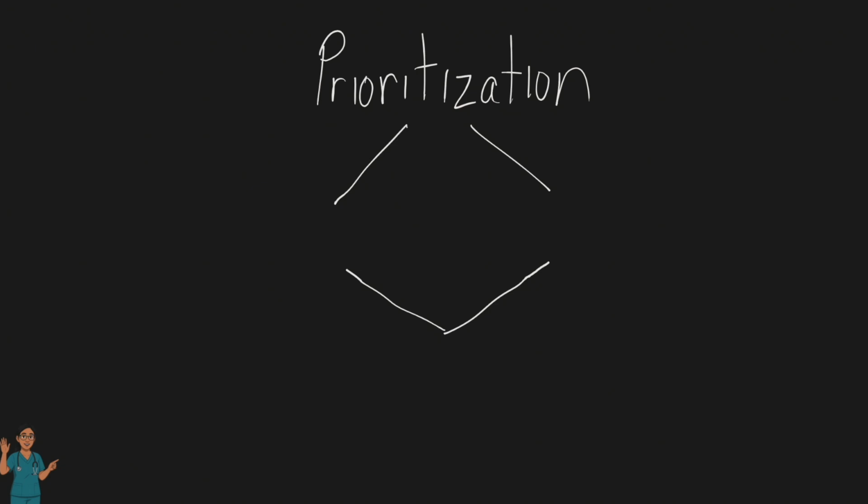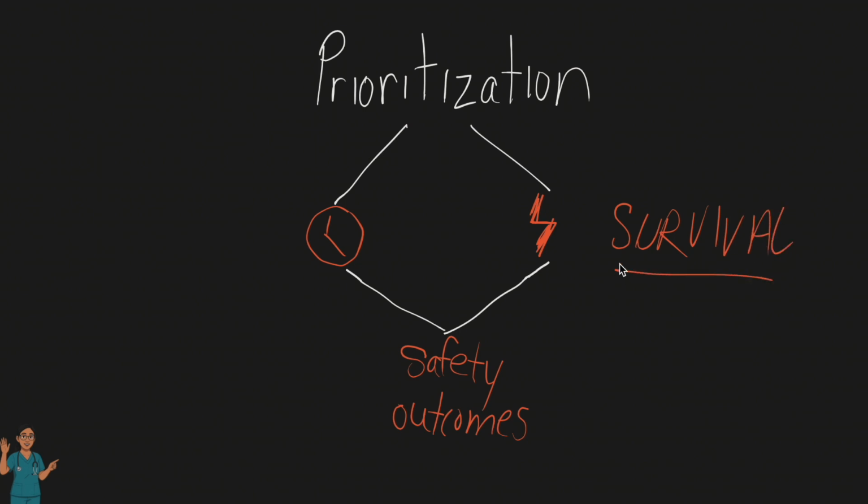Let's start with the basics. Prioritization means deciding which patient needs your attention first and why. It's about managing your time and energy where it matters most. As a nurse, every decision you make can impact patient safety, patient outcomes, and in some cases, even patient survival. This is why it's so crucial to have a strategy in place, not just for passing the NCLEX, but for thriving in clinical practice.